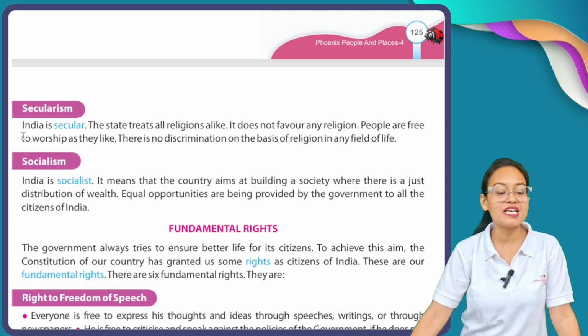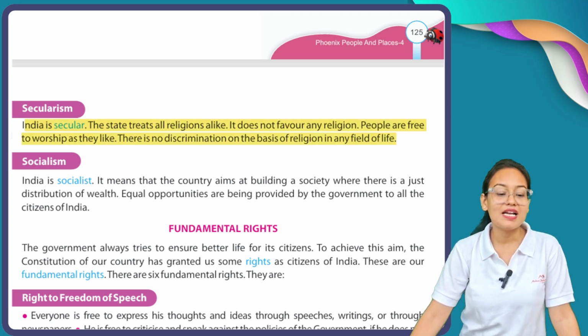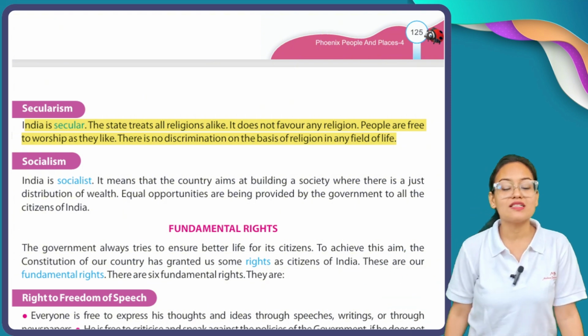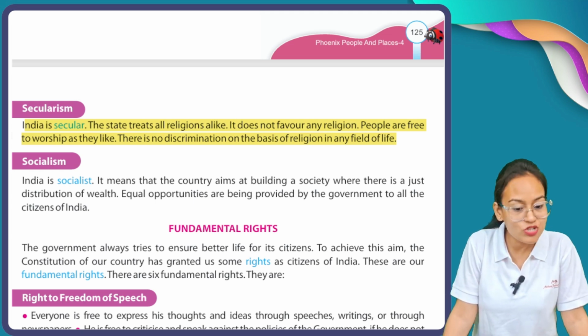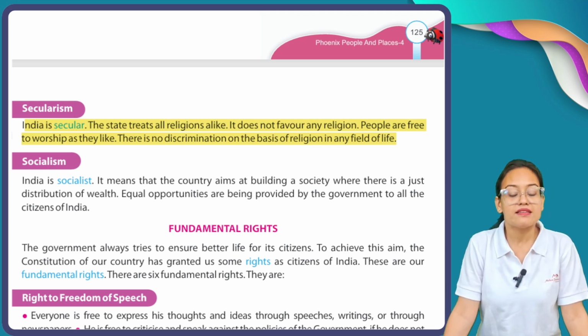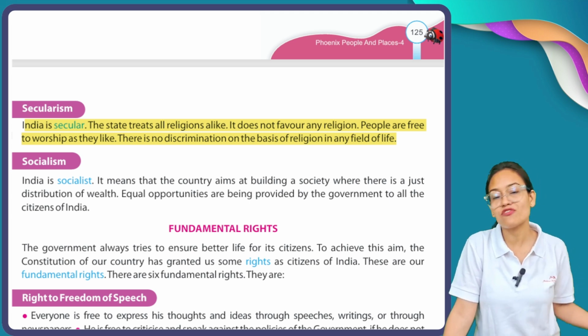After democracy, we are going to see the meaning of secularism. Now, what is the meaning of secularism? Let's have a look here, my dear students. India is secular. The state treats all religions alike. It does not favor any religion. People are free to worship as they like. There is no discrimination on the basis of religion in any field of life.